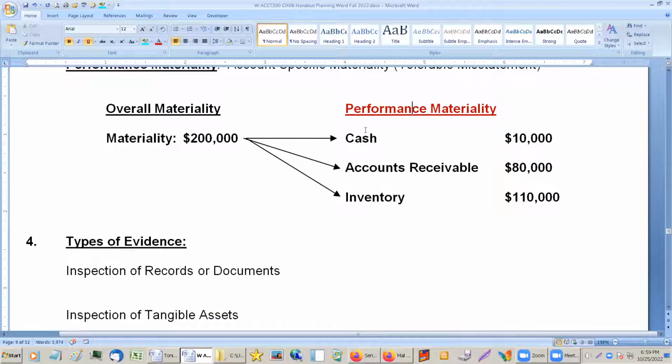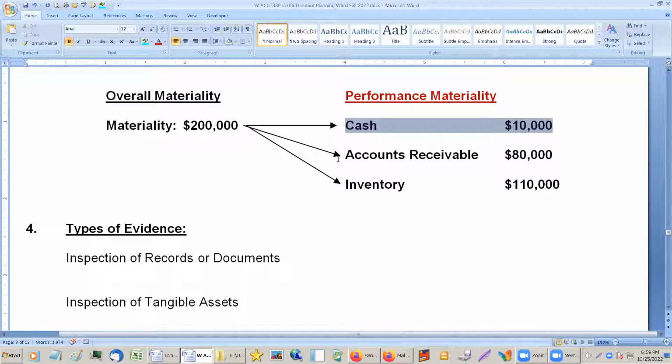And it's just so that people who are doing these different sections of the audit will know what to look for. If you're doing cash, you're not looking for a $200,000 error, you're looking for a $10,000. Okay. All right, well, let's stop here.